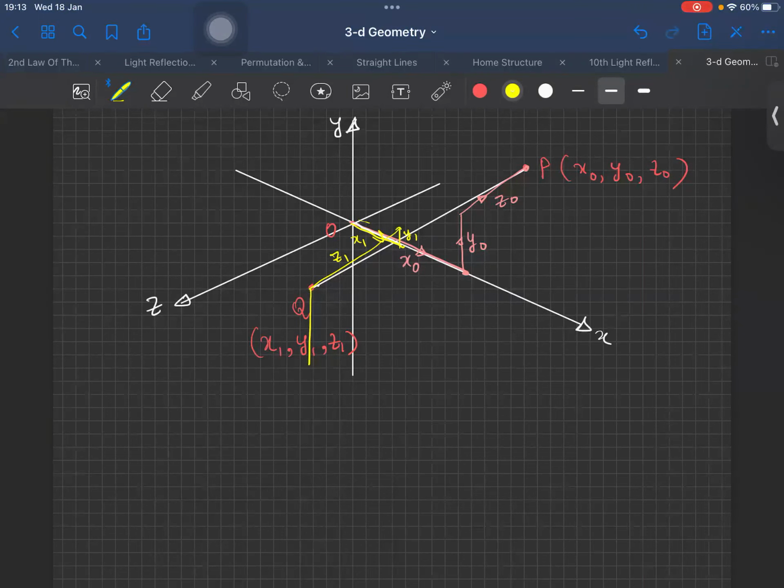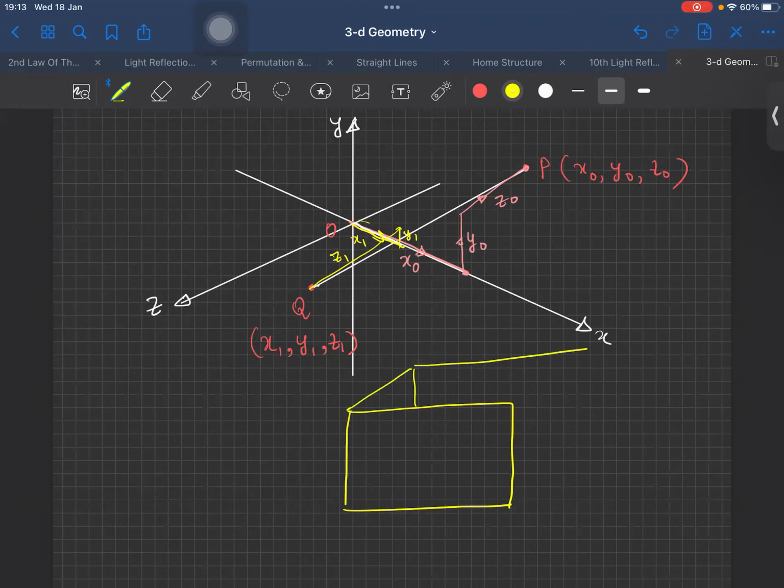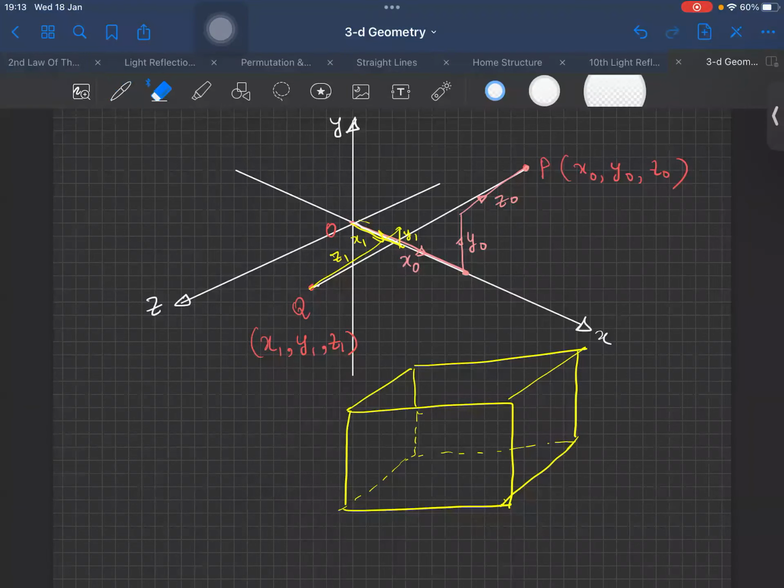So let's make a fresh cube here. Let's make a cuboid, actually, not a cube. In this cuboid, we'll try to represent x0, y0, and z0. Let's say this point here is (x0, y0, z0), and this point right here is (x1, y1, z1).